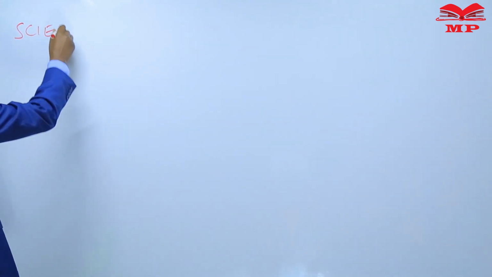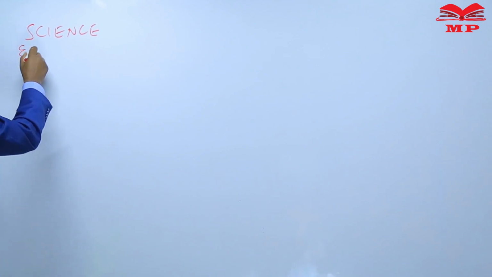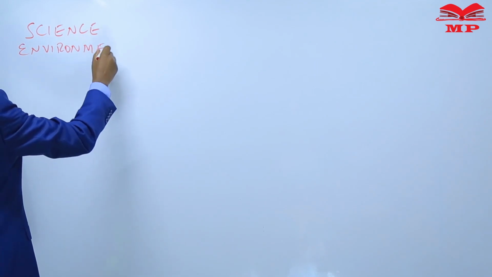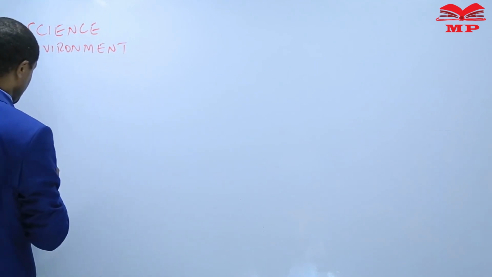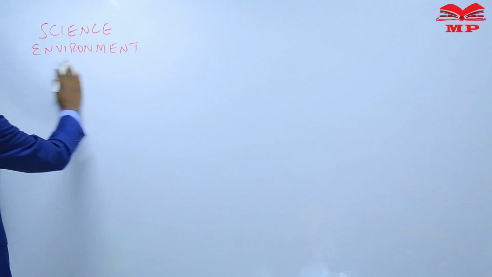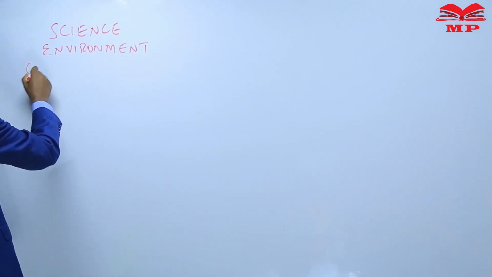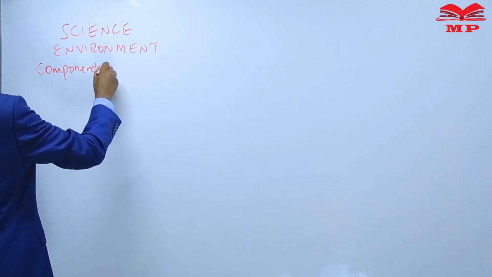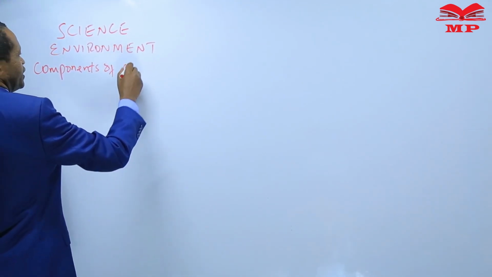Welcome to our today's session, and I'm repeating, the subject is known as science. The topic is environment. So I want you to write down: the subject is Science Standard 7. The unit is environment. The subtopic is components of environment.